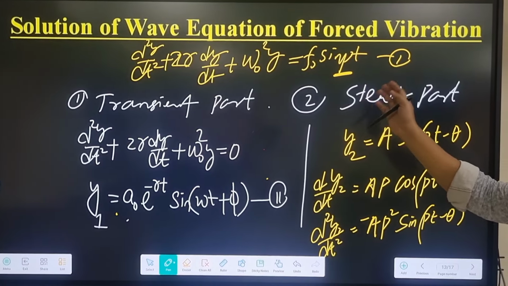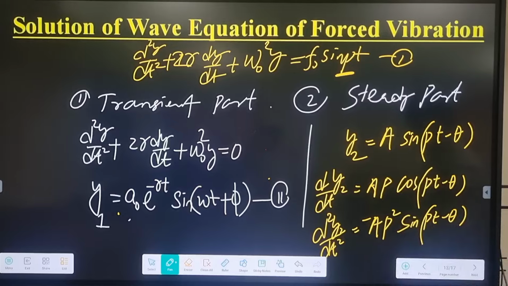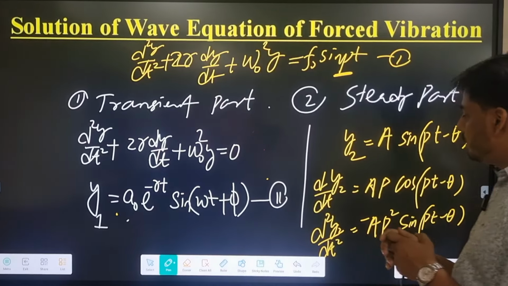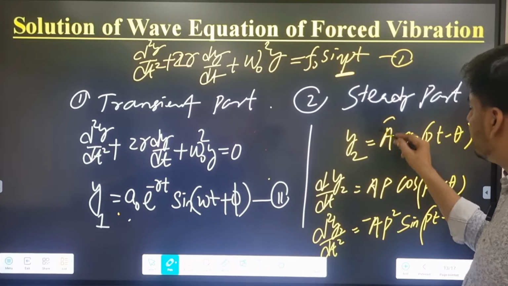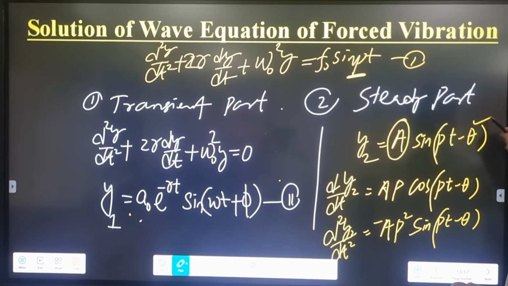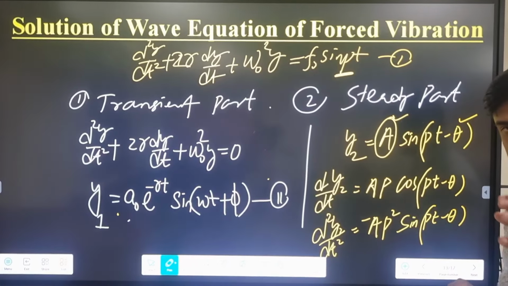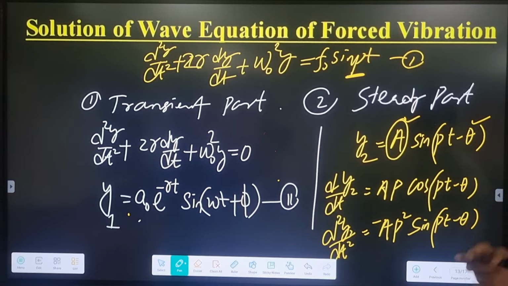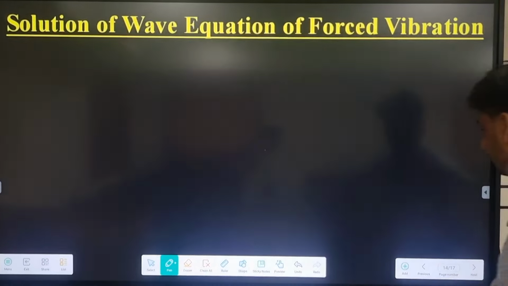For y2, meaning the solution of the steady part, we have its single derivative and its double derivative. Our aim here is to find the solution, because there are two unknown quantities, one is A and one is theta. These two are the unknown quantities. We can find A and theta by using all these values in the given equation. Let's find that solution.